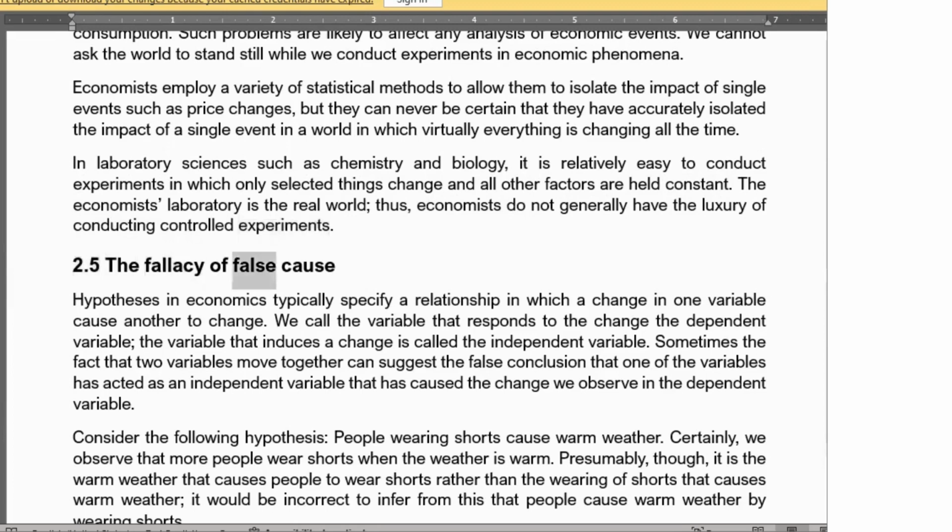The fallacy of false cause. Hypotheses in economics typically specify a relationship in which a change in one variable causes another to change. We call the variable that responds to the change the dependent variable. The variable that induces a change is called the independent variable. Sometimes the fact that two variables move together can suggest the false conclusion that one of the variables has acted as an independent variable that has caused the change we observe in the dependent variable.